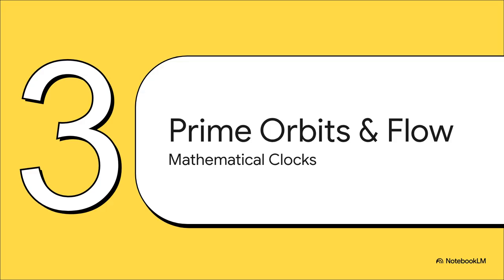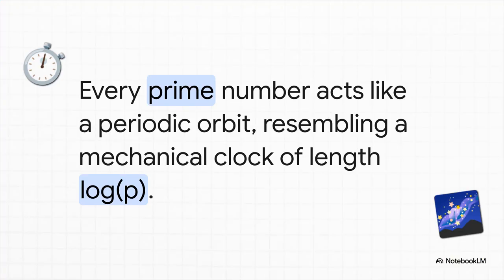Section 3. Prime orbits and spectral flow, mathematical clocks. We start with something called the Connes-Consani scaling site. Now, in this framework, every single prime number, 2, 3, 5, 7, acts just like a closed periodic orbit. Think of it exactly like a mechanical clock, where the circumference, or the length of the orbit, is exactly the natural logarithm of that prime number, log p. This gives us a really concrete, physical, geometric object to work with for every single prime in existence.